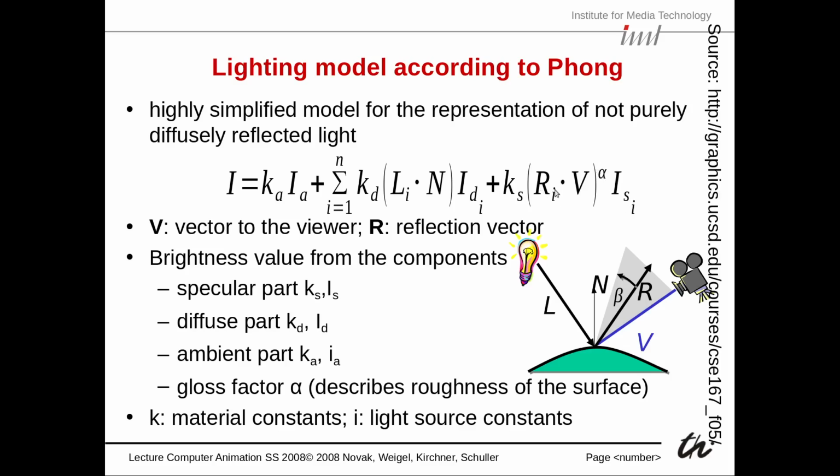And here we have an R_i for the reflection vector. And we have this A, which is an ambient part. So it also has this ambient part, which means this is what we assume to come from other sources, like walls or other objects. So this is not precisely modeled, but just with these simple additional coefficients. Yeah, and then we also have a gloss factor alpha, which describes the roughness or shininess of the surface. Here, this alpha. And the K are material constants, and the I are light source constants.